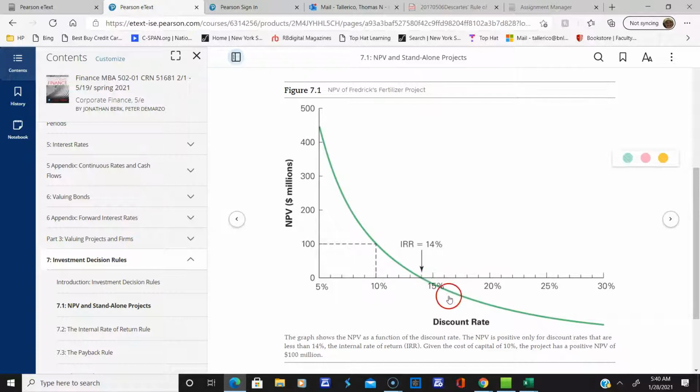You'll notice anything to the right has a negative net present value. So if you're going to do a project, you have to make sure your net present value is to the left of this point right here. This is where you would pick positive net present values. Anything to the right is not worth doing. So the graph shows the net present value as a function of the discount rate, and is positive only for discount rates that are less than 14%, which is the internal rate of return. So given the cost of capital, the project has a positive net present value of 100 million.